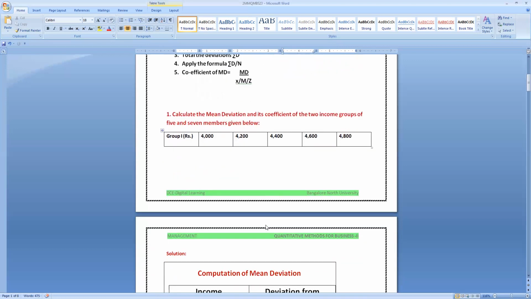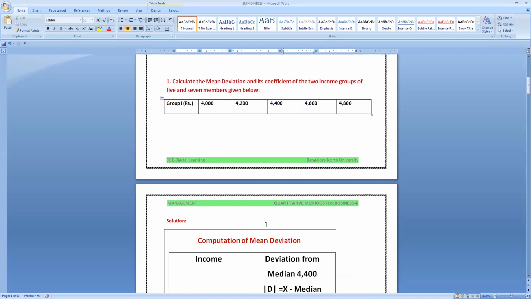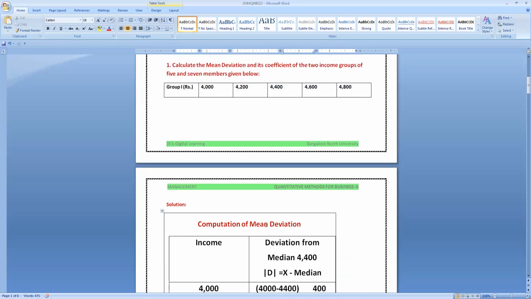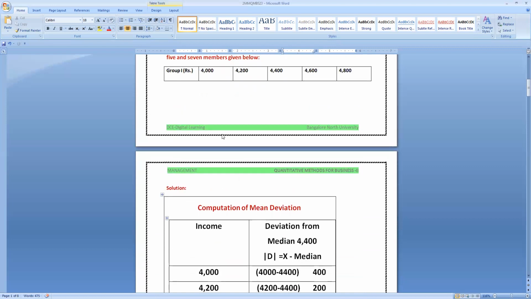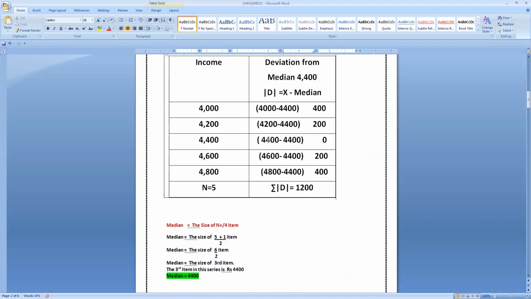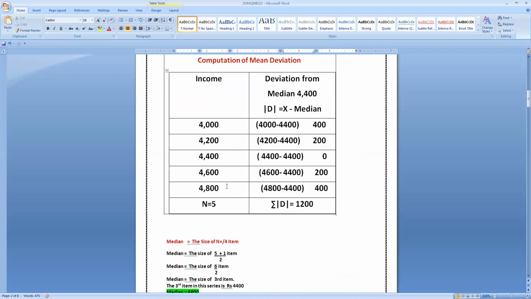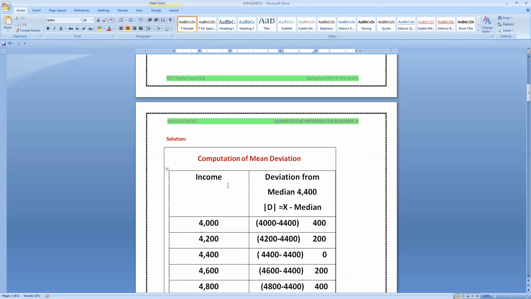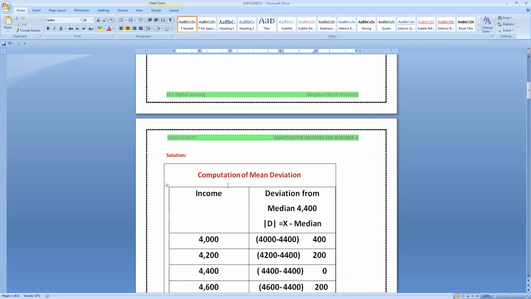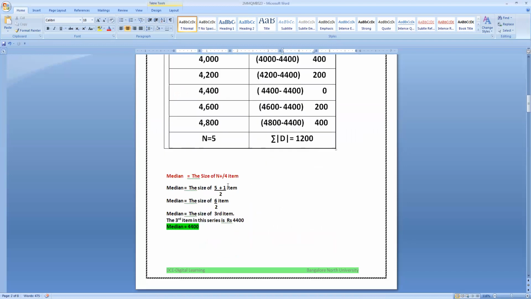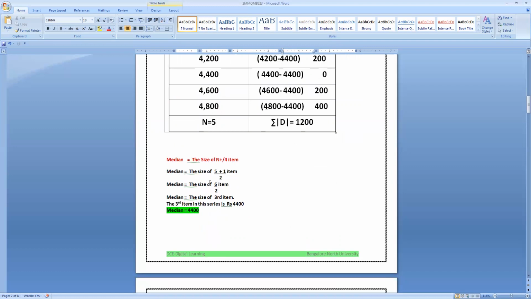Let us see one of the questions given here: calculate the mean deviation and its coefficient of the two income groups of 5 and 7 members given below. Here group 1 is given, that is 4,000, 4,200, 4,400, 4,600 and 4,800. These are all the variable values. Here we are asked to calculate the mean deviation through the median. So the deviation values have to be taken only from the median. Therefore, we first need to calculate the median value.